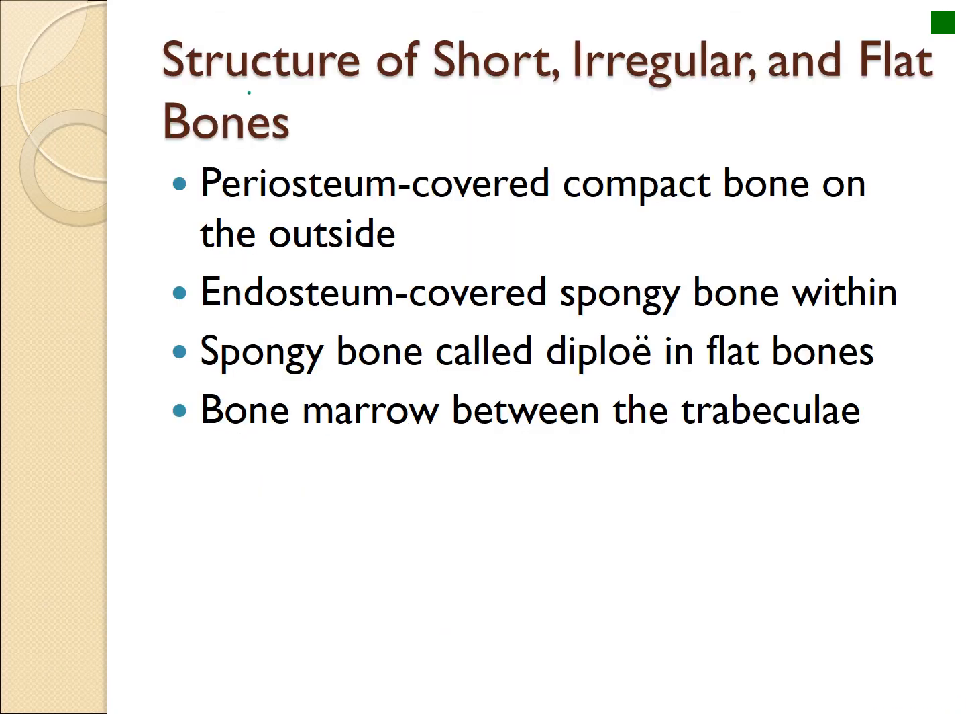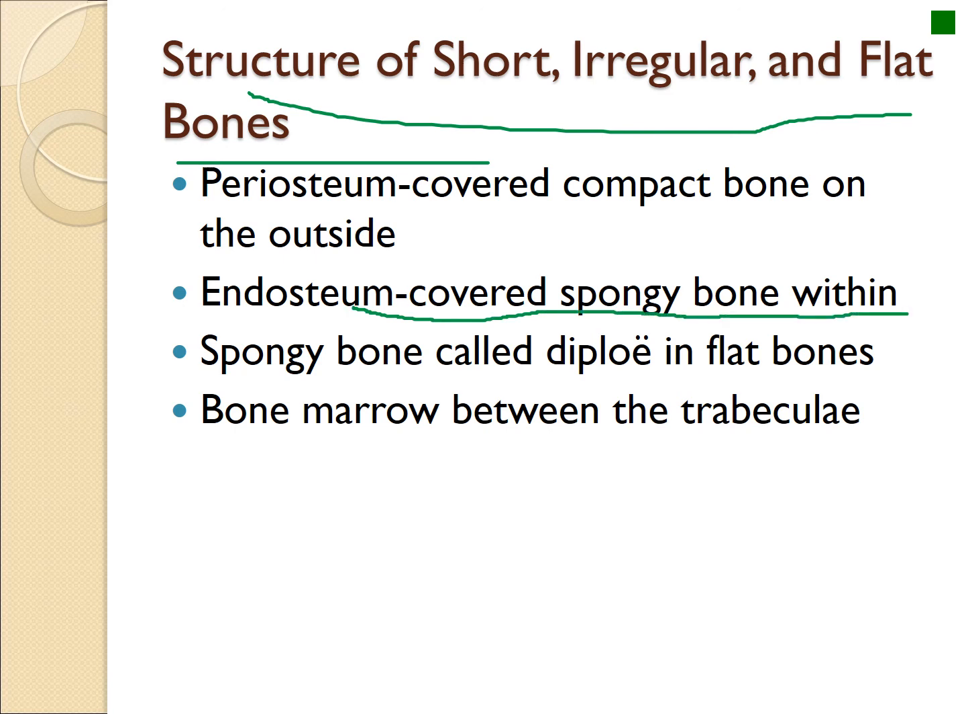Okay, now with short, irregular, and flat bones, we're out of long bones. They are also covered by periosteum. Some of them have endosteum because a lot of irregular, short, and flat bones do have a thin layer of spongy bone inside as sort of to shape them. And you will find some endosteum, but not to the extent of what you find in long bones.